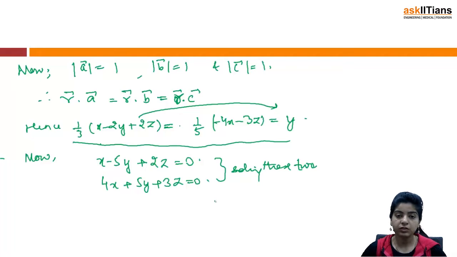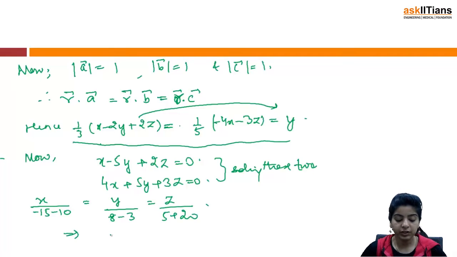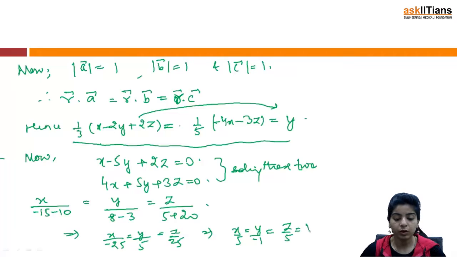Just solve these two equations, and what do we get? x by minus 15 minus 10 is equal to y by 8 minus 3 is equal to z by 5 plus 20. So this gives me x by minus 25 is y by 5 is z by 25, or I can write it as x by 5 is y by minus 1 is z by 5 equal to lambda, suppose.